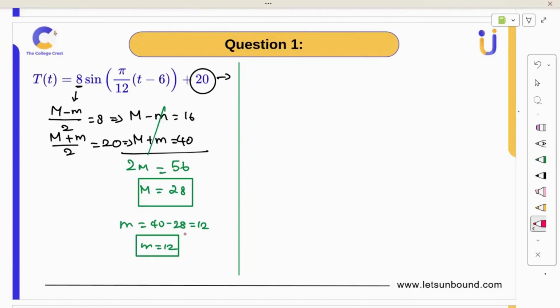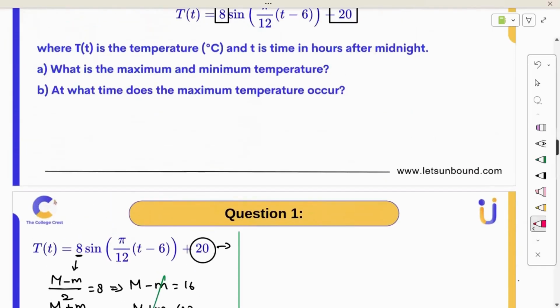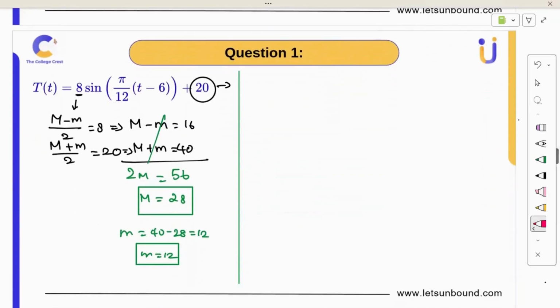So capital M is 28, small m is 12. That is maximum temperature and minimum temperature. At what time does the maximum temperature occur? So when your T is 28, what is lowercase t, the time?